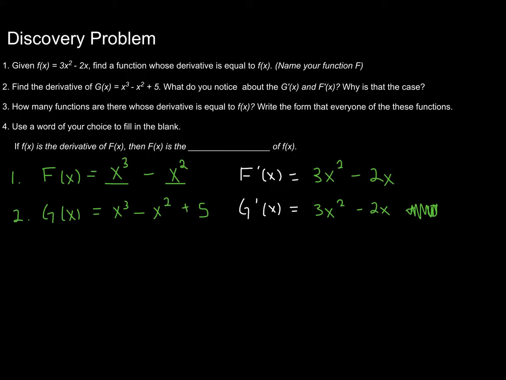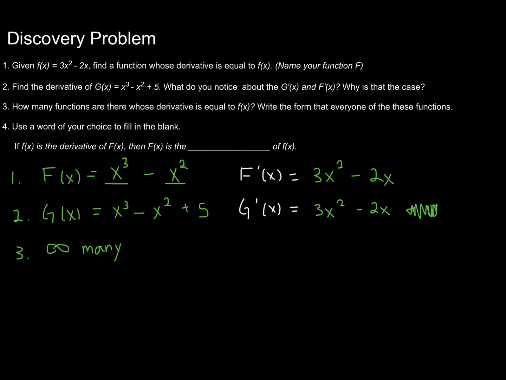So with this in mind, we now think about, okay, how many possible functions could we make whose derivative would be 3x squared minus 2x? We've just seen 2 examples, and this should lead us to understand that we could create as many examples as we want. All we'd have to do is change the constant term. So this leads us to conclude that we could write infinitely many of these functions whose derivative would be 3x squared minus 2x.